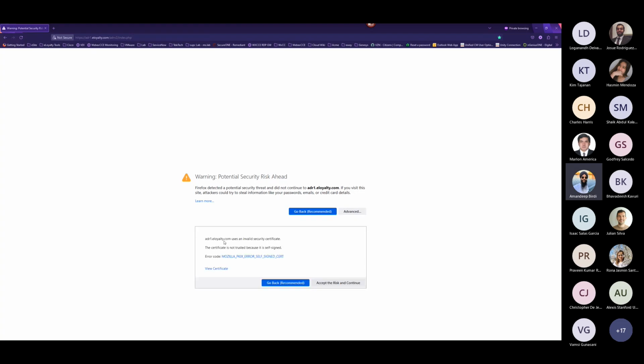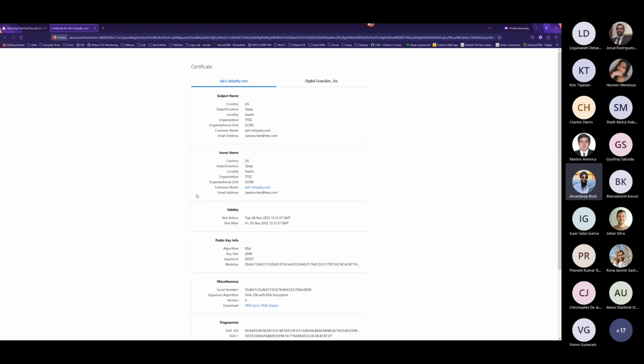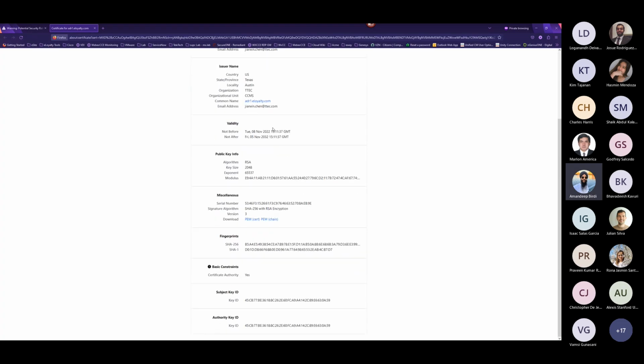It says adr1.eloyalty.com is using an invalid security certificate. So if you look at the cert, you will see that the common name is adr1.eloyalty.com, right? And this is not a good example.